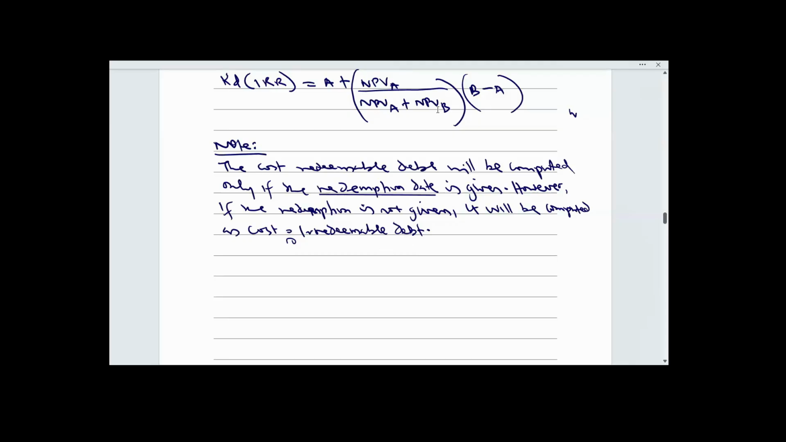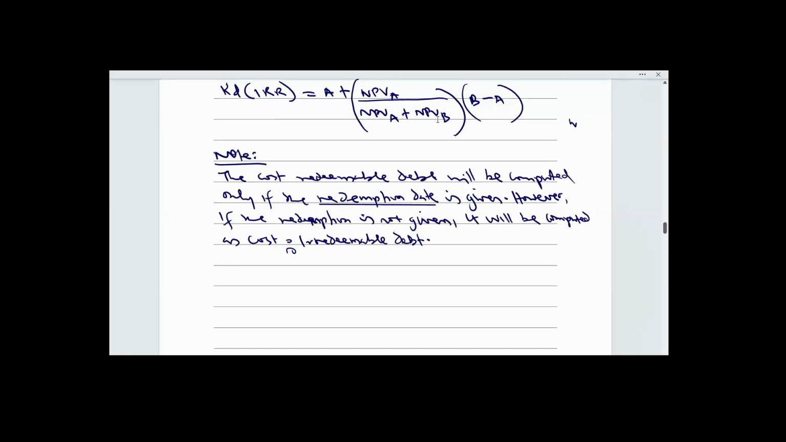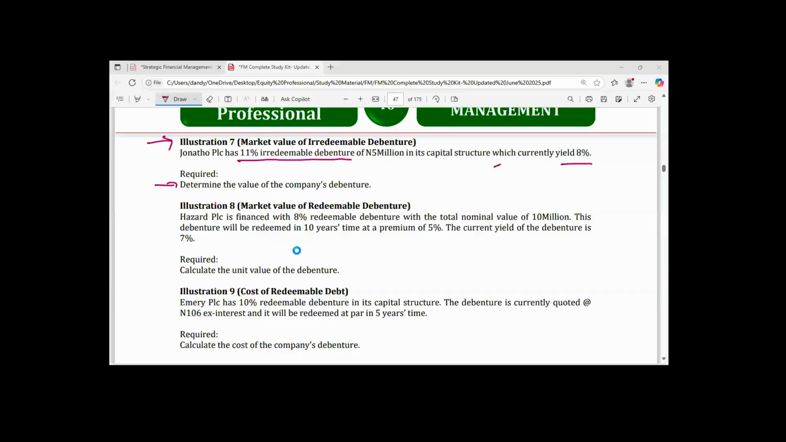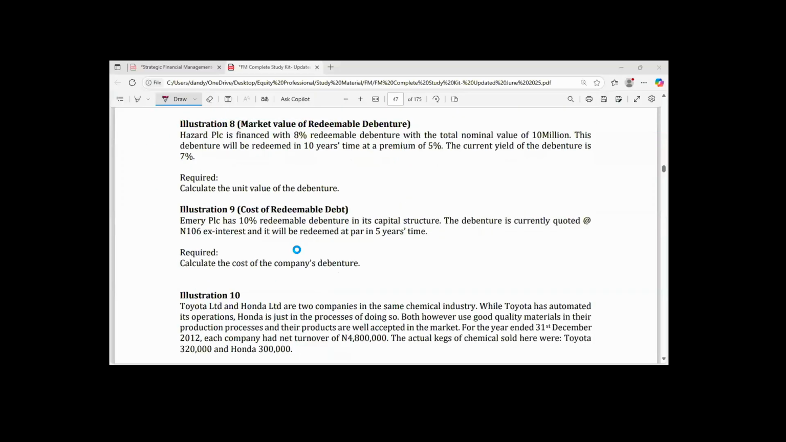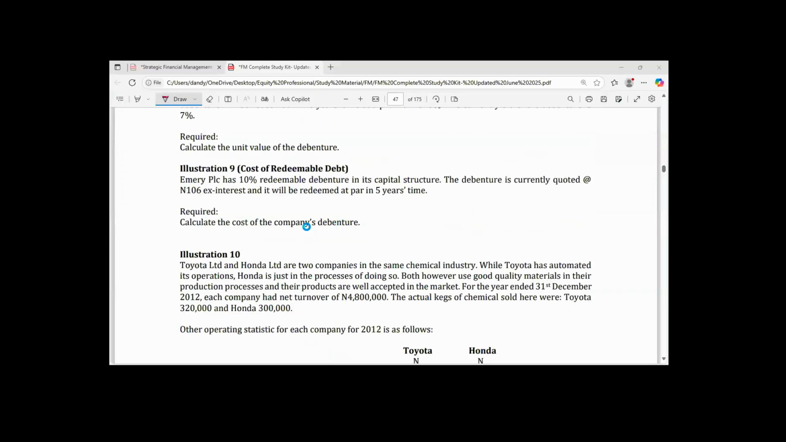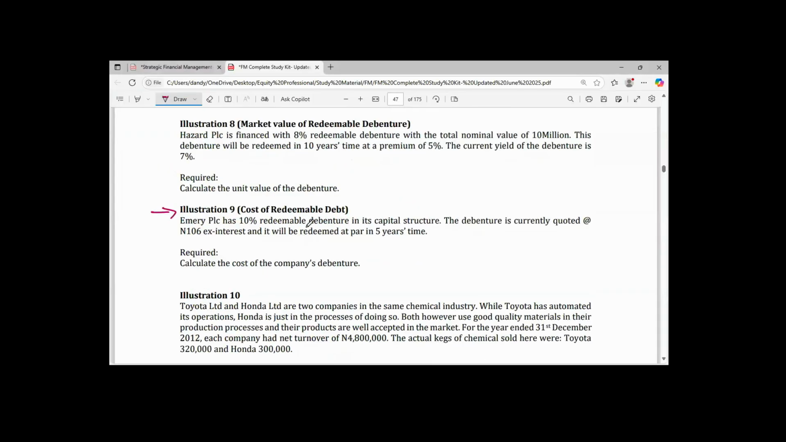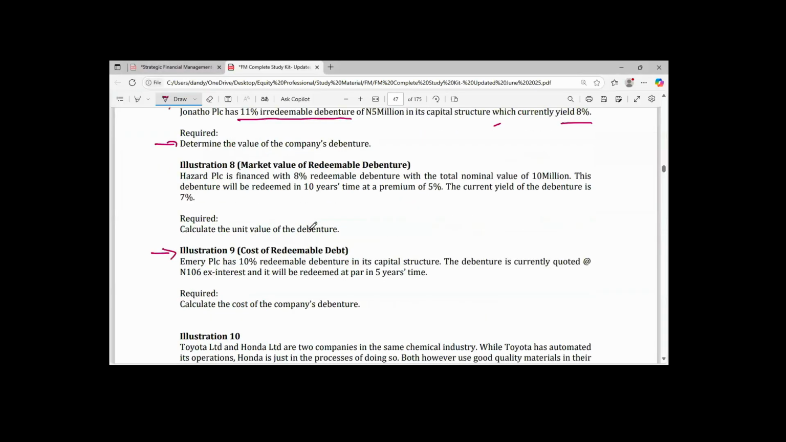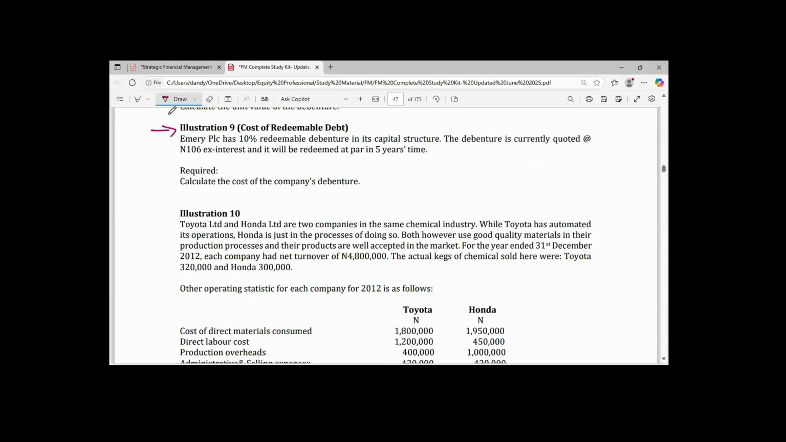Let's have an illustration. I'll stop sharing this and move to the study material. So you go back to your material and read more. Let's have illustration number 9. Maybe let me see if there's any question that relates to market value of redeemable. Okay, yes, I'll come back to that. Let's have illustration number 9.